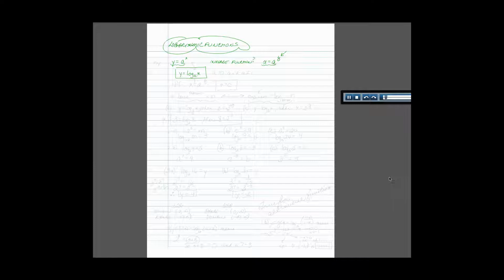So this is the base, and this is the exponent. The base goes here. It's the log base a of x, and it's equal to y. Notice the y was the exponent. So these two are inverses of each other. Here we see that a must be greater than 0, and a cannot equal 1.